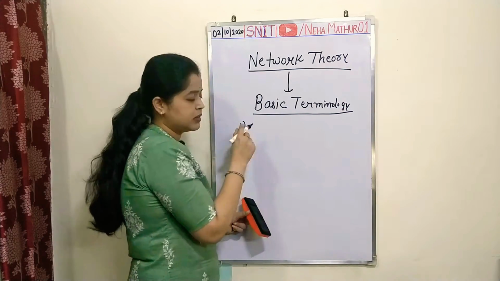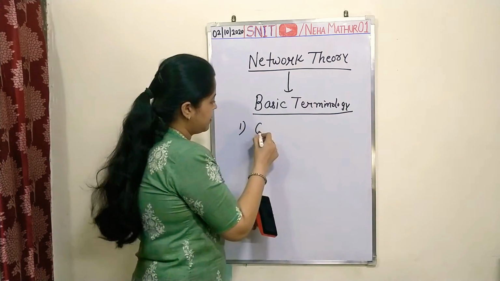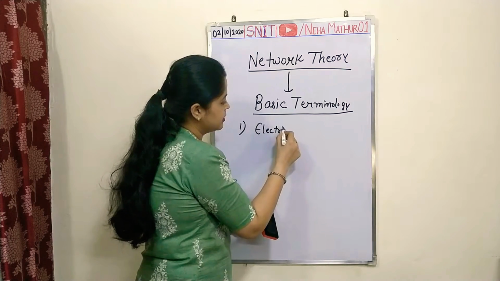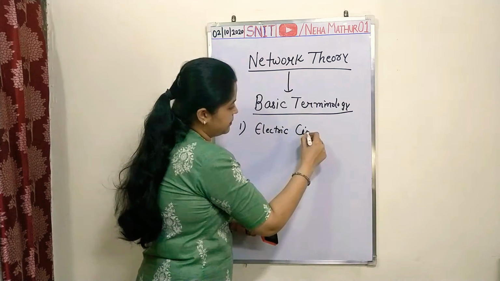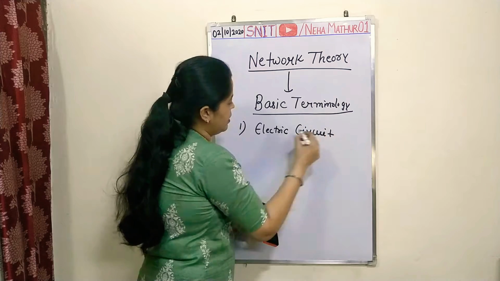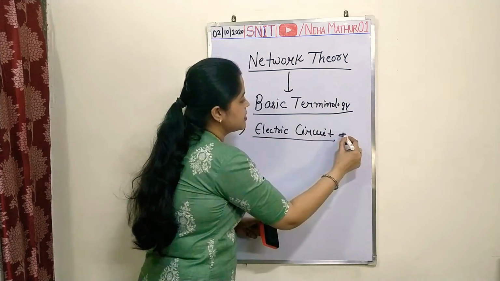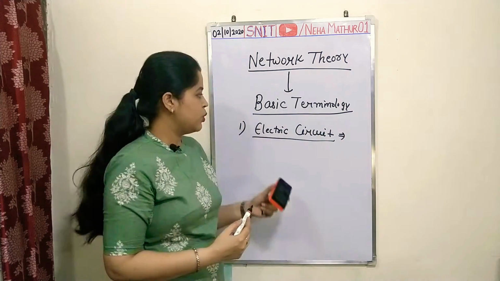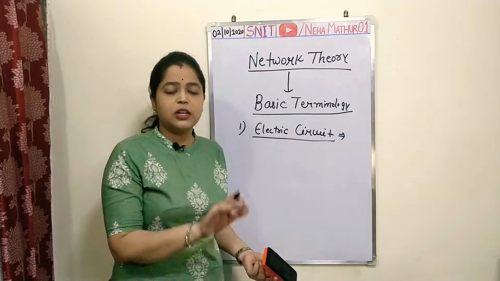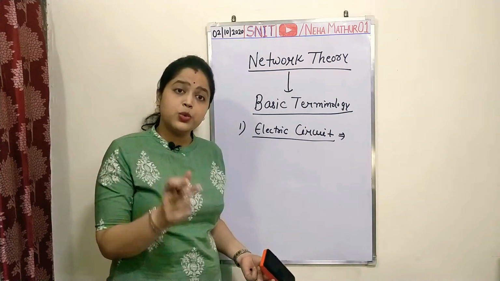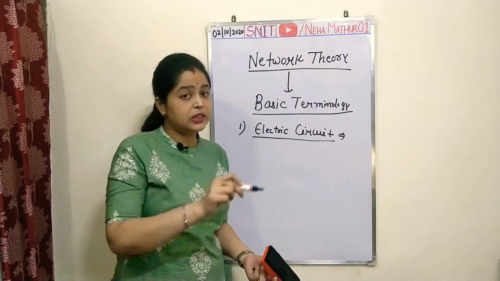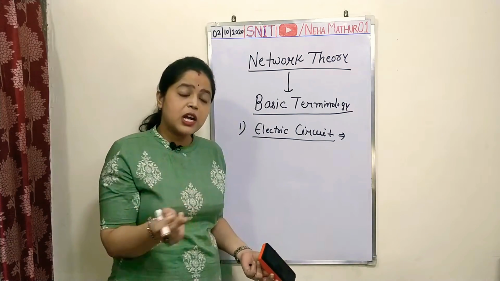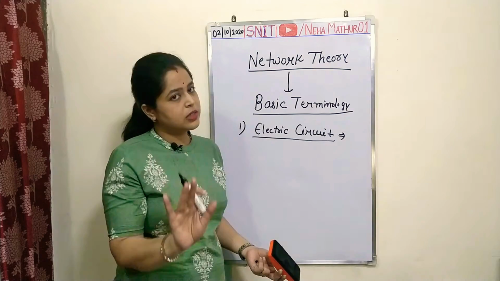The first term is: what is an electric circuit? How can you define an electric circuit? Fine. So, an electric circuit is just a closed path which is used by the electrons to flow. It starts from a voltage source or current source.